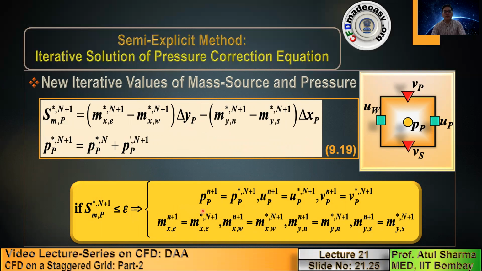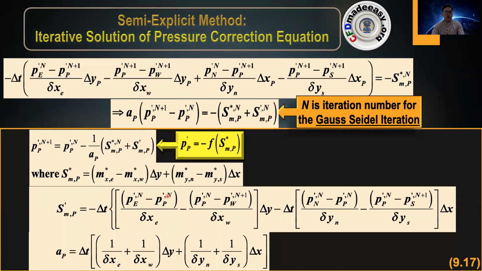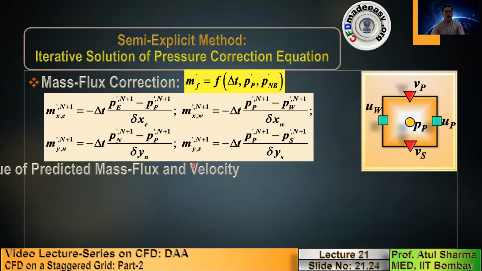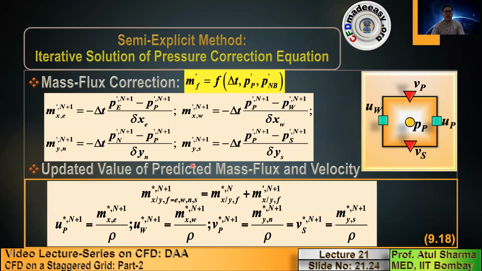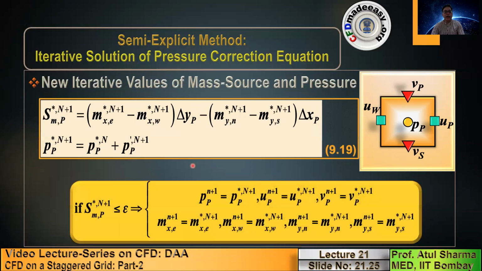Otherwise, if this condition is followed, then all the star values become n+1. The new iterative values of pressure, velocities, and mass fluxes become the true values for the next time step. Otherwise, with this new mass imbalance, you go back and use this equation to obtain the pressure correction for the second iteration. From the pressure correction, you obtain the mass flux correction, and then new mass fluxes for the new iteration and new mass source, and continue this iteratively till this condition is met.